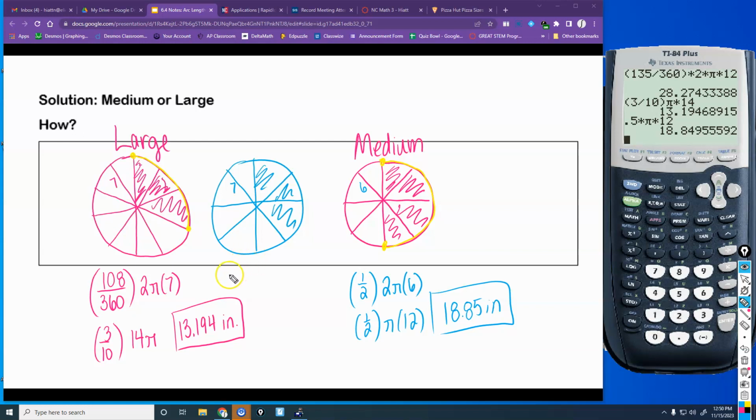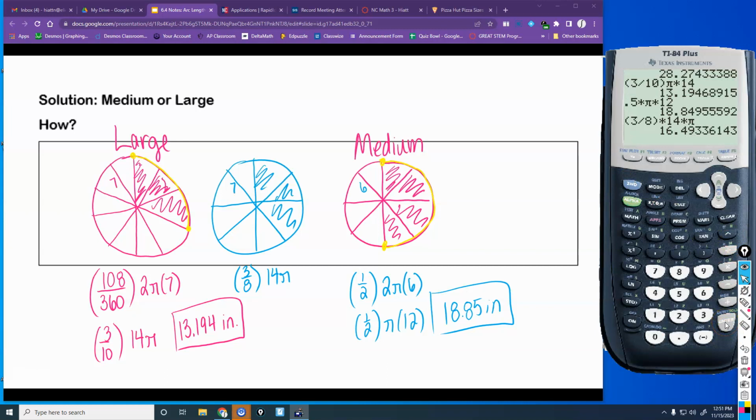It'll be 3/8 instead of 3/10. So we have 3/8 times 14 pi. And let's just do this out of curiosity. 3/8 times 14 times pi is going to be 16.49. Still not bigger. You'd still be better off with mediums.